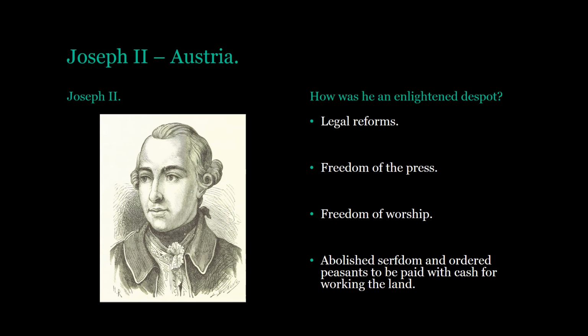So serfdom was when peasants would work the land for the nobles and they weren't really paid for working the land. It was kind of like slavery almost in Europe, where these people would work the land for these nobles and not be paid for their services. So Joseph II of Austria decides to abolish that serfdom program and ordered that peasants be paid with cash for working the land.